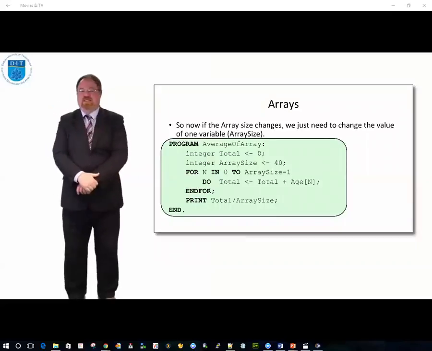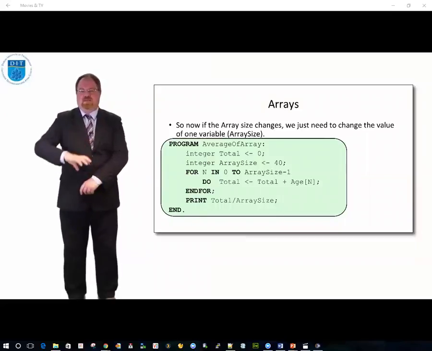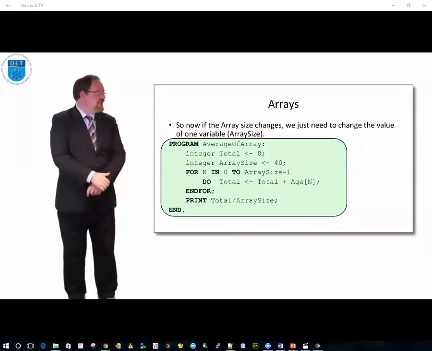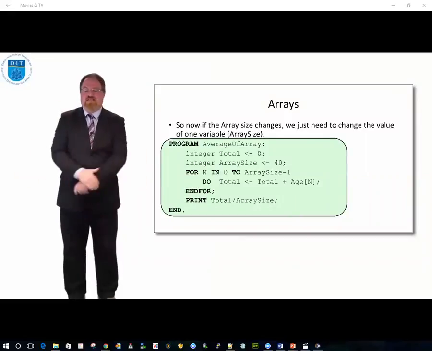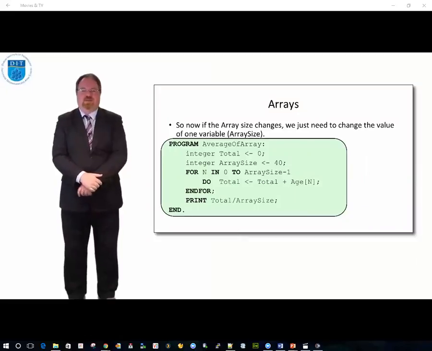With an example like this, where there's only 2 places we're using the array size, it's not as significant. But when we're looking at tens of thousands of lines of code, it is very important that we use variables to avoid hard coding values as much as possible.